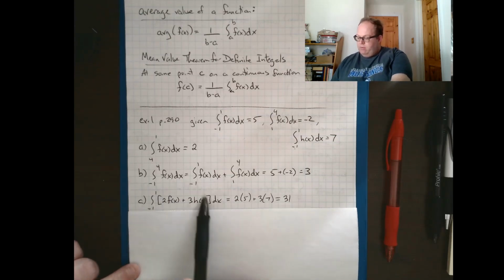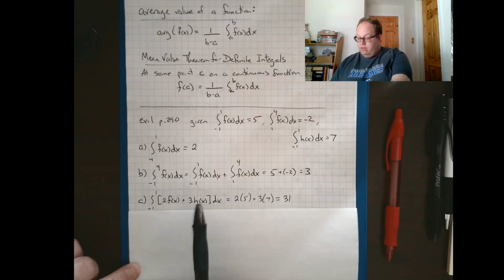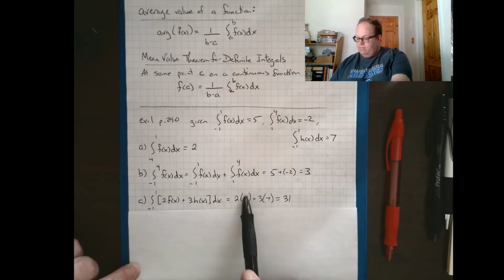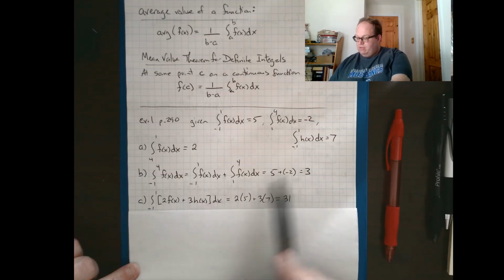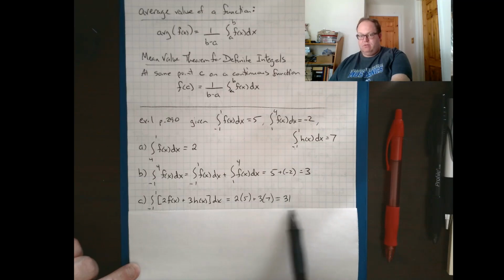The c part, where we've got multiples of both functions involved, but in each case the integral is over negative 1 to 1, so I can just combine them as shown here. 2 of the f of x dx results, that'd be 2 5s. 3 of the h of x dx results would be 3 7s, and I'd have 2 5s plus 3 7s, which is 31.